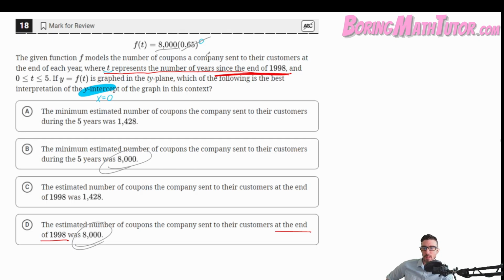But wait a second. If T was equal to 0, if we were 0 years since the end of 1998, then when are we? We're at the end of 1998. So yes, that is definitely the one you're going to want to have in your answer choices. That phrase needs to be in there, at the end of 1998. Very, very common problem. I like to call these problems the zero numbers, where you're going to be sticking in 0 somewhere, often for time.